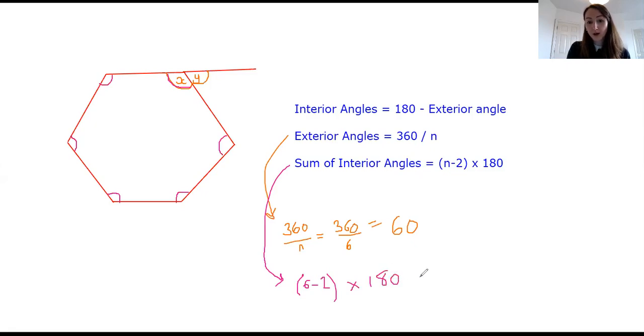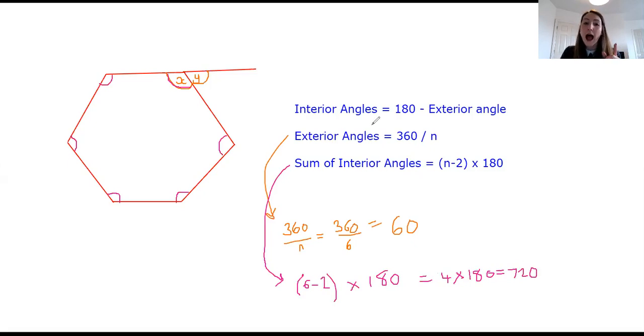Well, when I work that out, that gives me 4 times 180, because 6 minus 2 is 4, and we do the bracket bit first. So I get 4 times 180, which gives me 720. And so that is our sum of the interior angles.